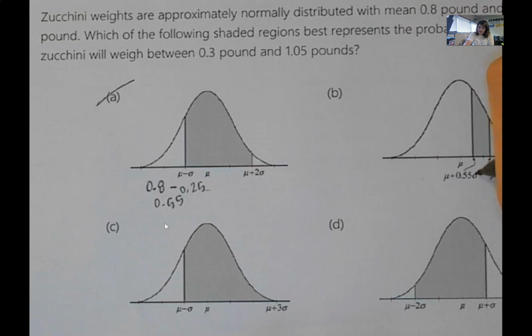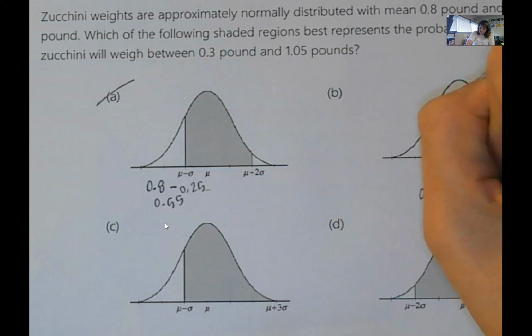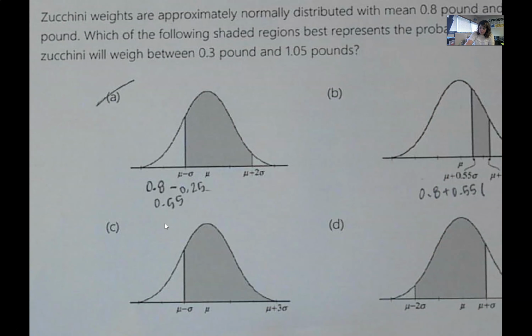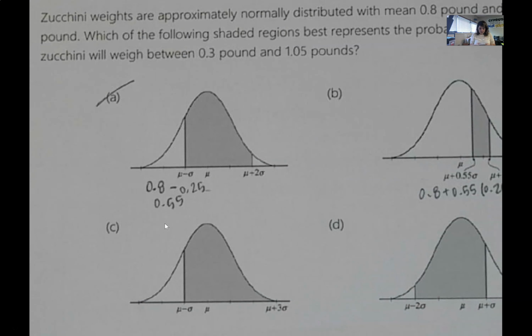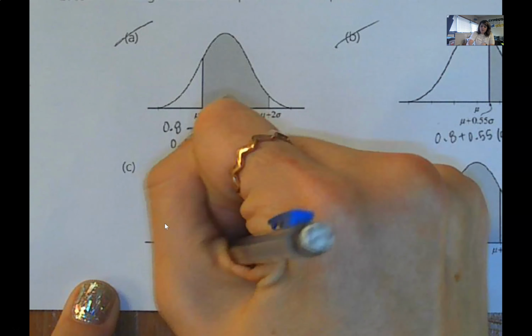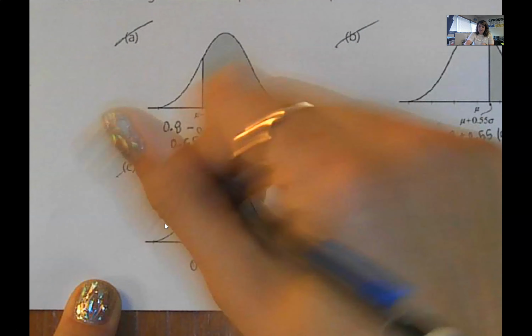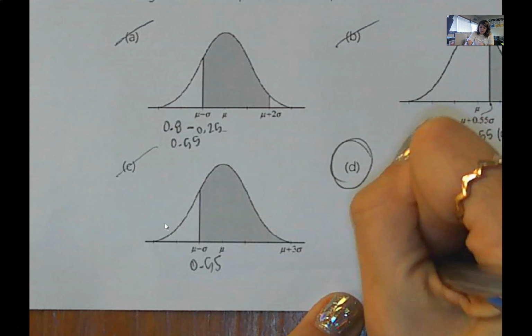Mu plus 0.55 standard deviations, so this is 0.8 plus 0.55 times 0.25. If I plug that into my calculator, I get 0.9375. So it's not B. This one is mu minus sigma, so it is also 0.55. So it's not C. By deduction, it has to be D as in delta, but let's check.